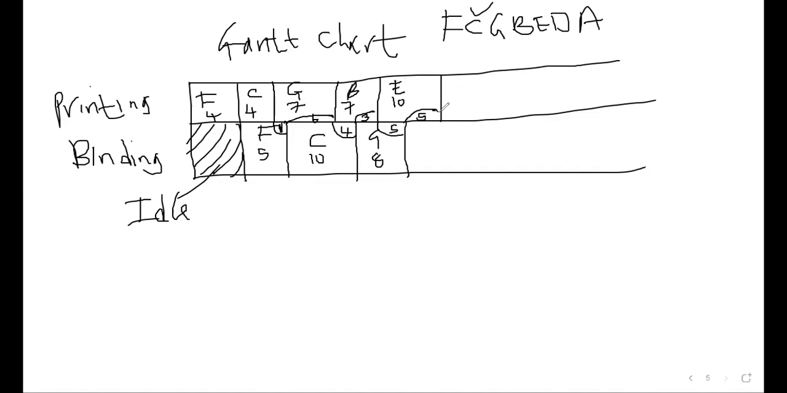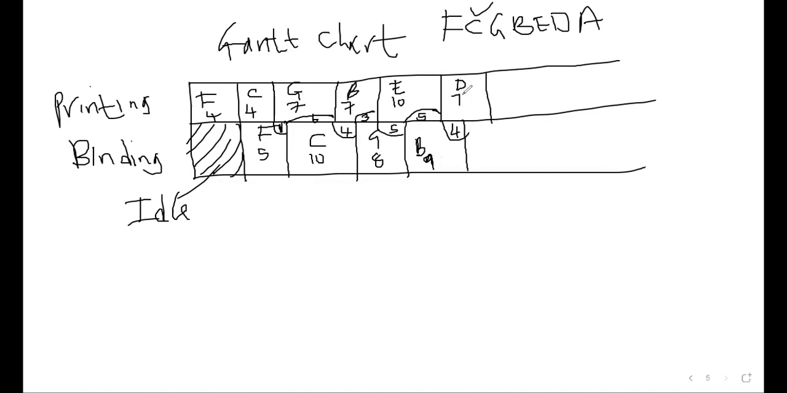By the time they're finishing printing E, G has been fully completed, so B should be taken for binding. B for binding is taking 9, meaning it's taking 4 hours longer. By the time they're finishing binding B, the department for printing would have started working on D. D is taking 7.